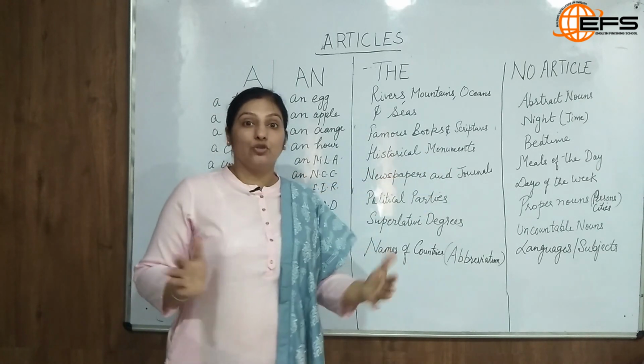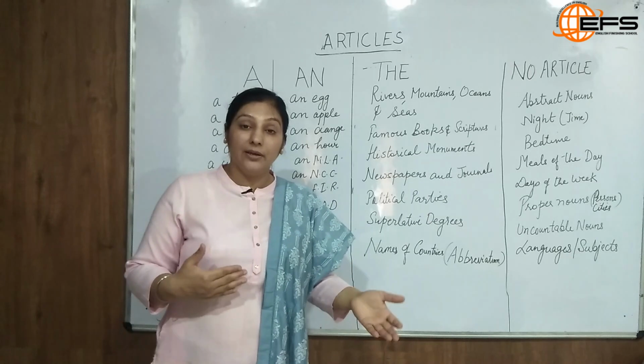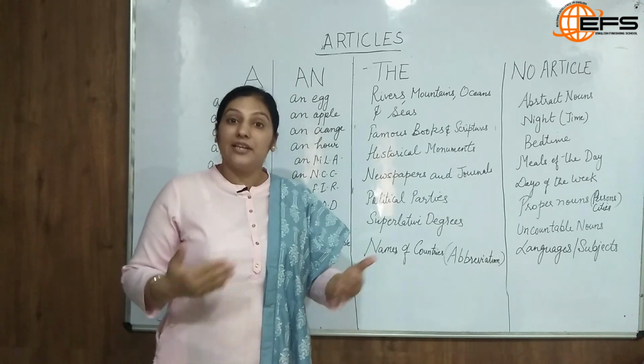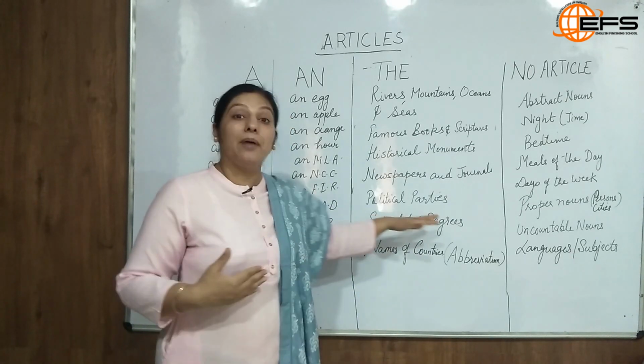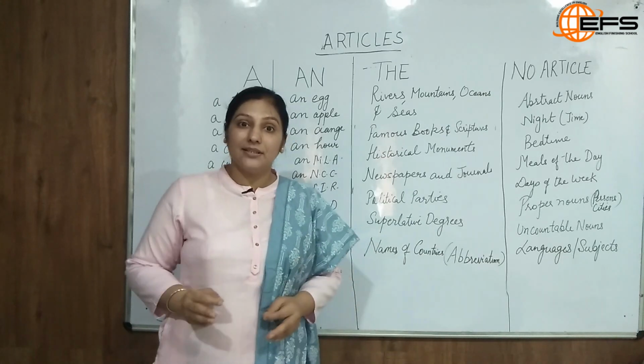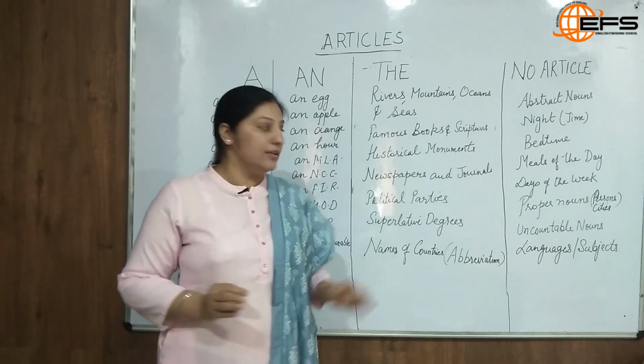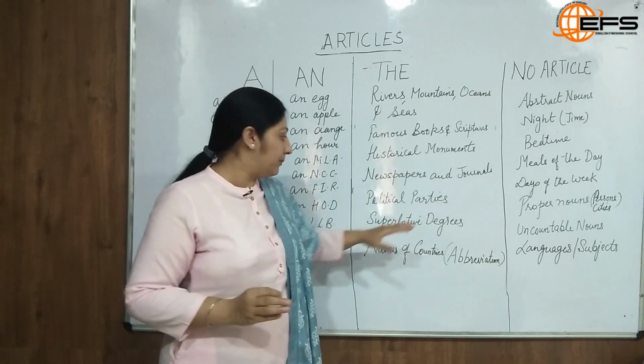And newspapers and journals, we say the Times of India, the Tribune, the Deccan Chronicle; political parties, the Indian National Congress, the Bharatiya Janata Party. So all these will carry the.